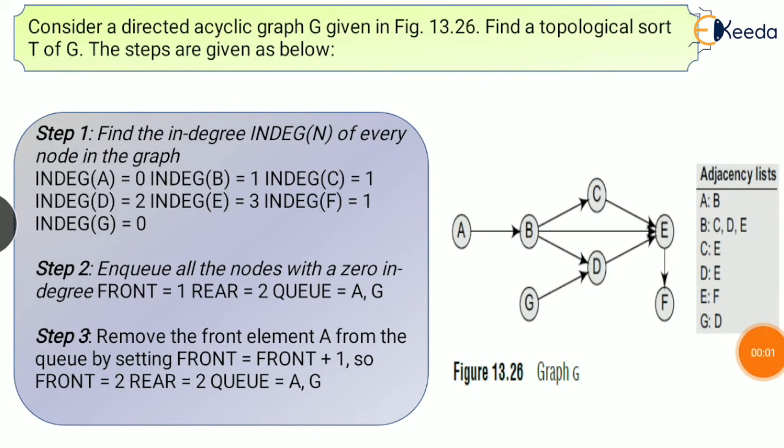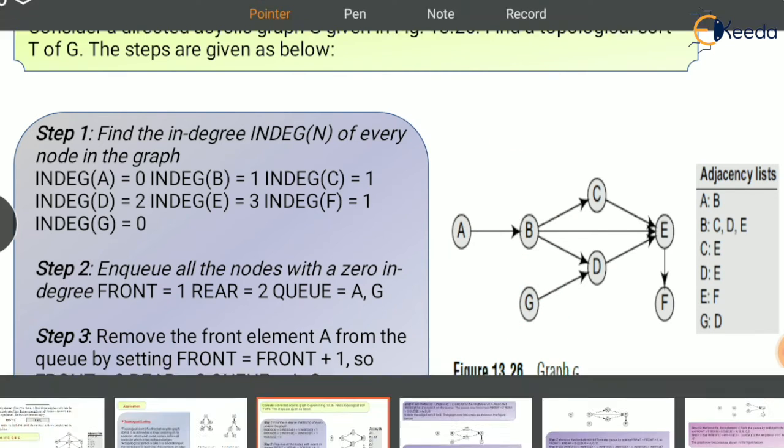Now in step 3 we remove the front element A. Because it has in-degree 0, there is no edge coming to this vertex, and its functionality is over, so we remove the front element from the queue by setting front equal to front plus 1, so that it points to the next element. So front is equal to 2, rear is equal to 2, and the queue holds A and G.